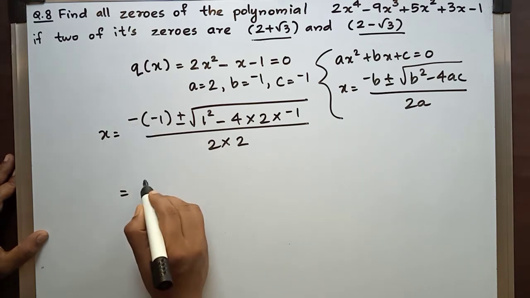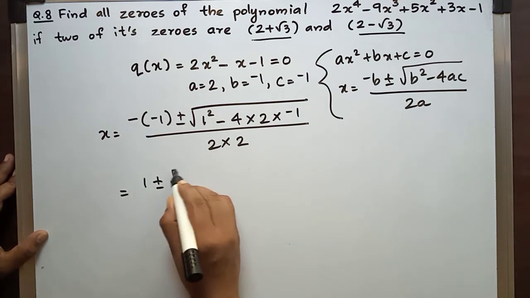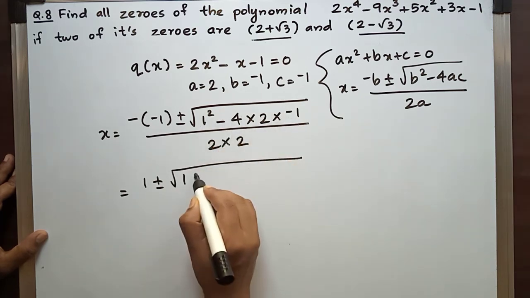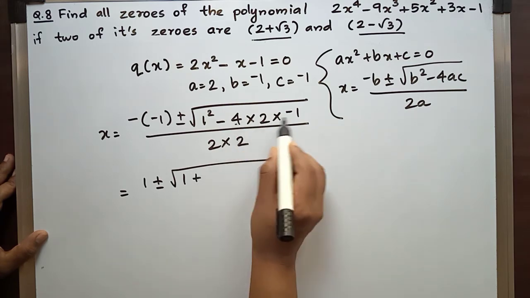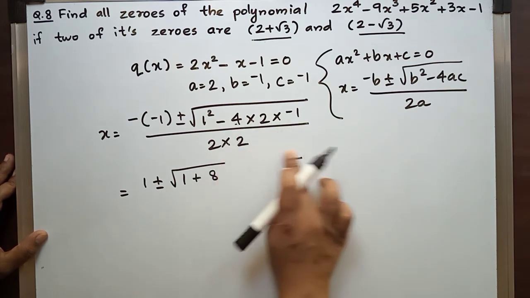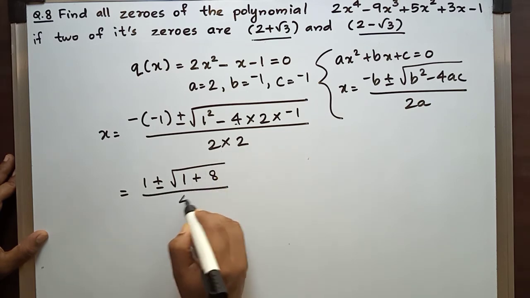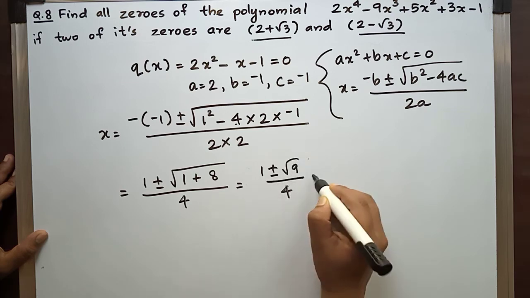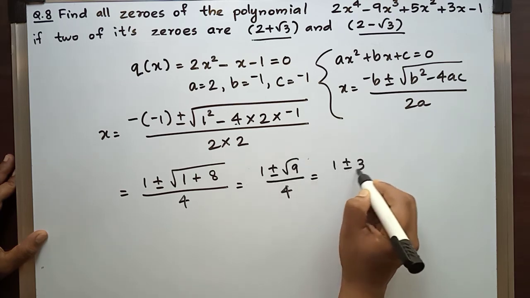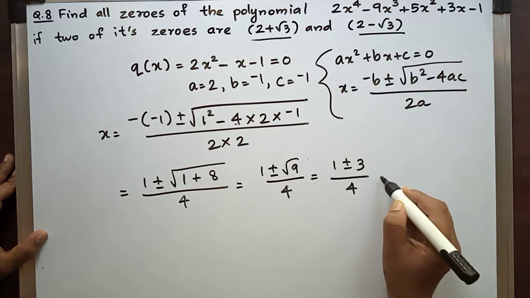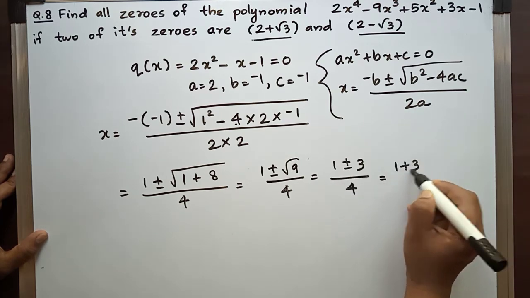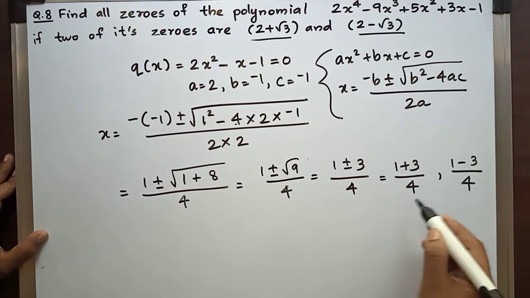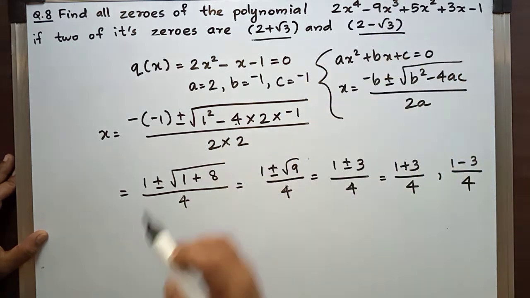Now minus of minus is plus. Plus or minus square root of 1 square is 1. See, negative into negative, positive: 4 into 2 into 1, that is 8. Divided by 2 into 2, 4. So this is 1 plus or minus square root of 9 by 4, or we can write it as 1 plus or minus 3 by 4. That is, we have 1 plus 3 by 4 or 1 minus 3 by 4. These two are zeros of this polynomial.